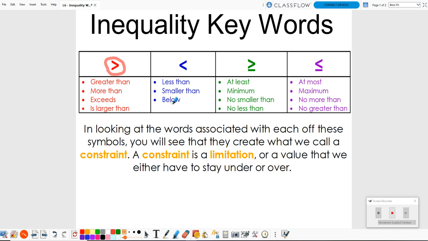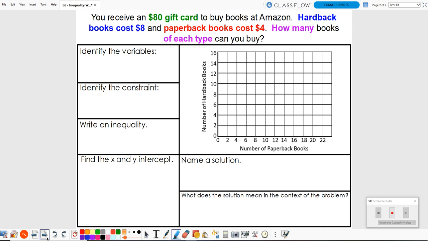And the words that represent each symbol are going to be different. So you really have to pay attention to whether you're looking for a maximum or a minimum and what those words actually mean. This chart can really help you understand what it is you're looking for, okay? Because the words associated with those symbols are going to create what we call a constraint. And a constraint is a limit. And that limit is going to be something you either have to stay over or stay under depending on your situation.